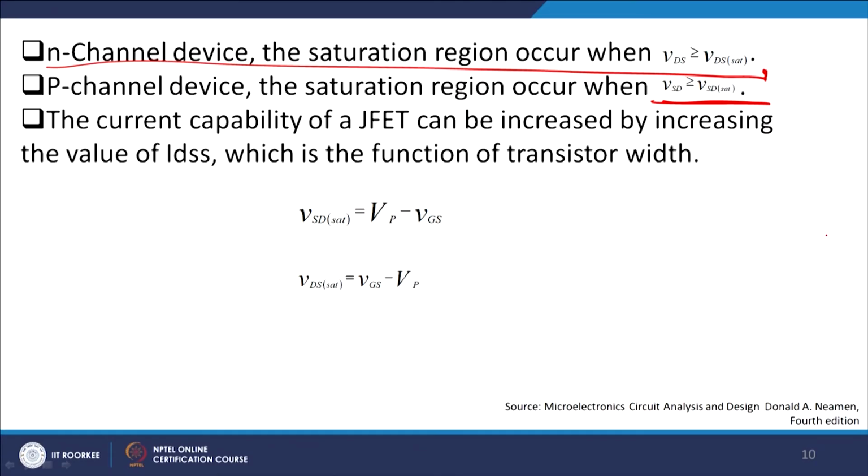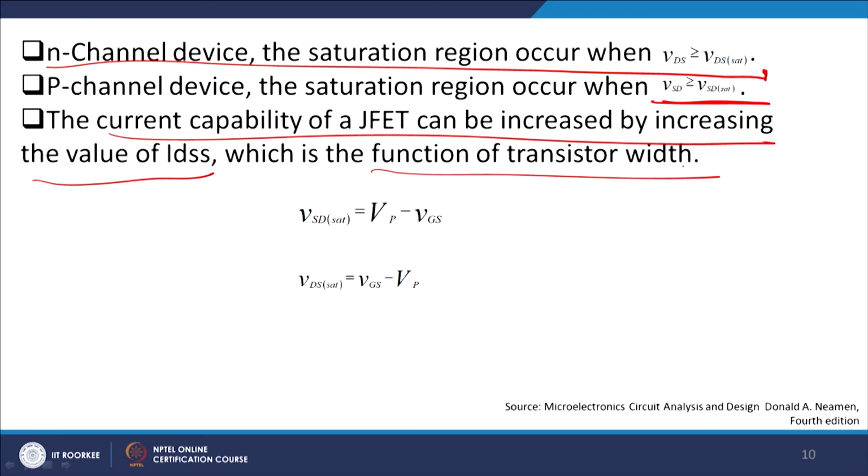Now, the current capability of a JFET can be increased by increasing the value of IDSS, which is a function of transistor width. I hope you understand. The more the width, the more electrons there will be, and therefore even with VGS equals 0, there will be a substantially larger amount of current, and as a result you will get a much larger profile in this case.